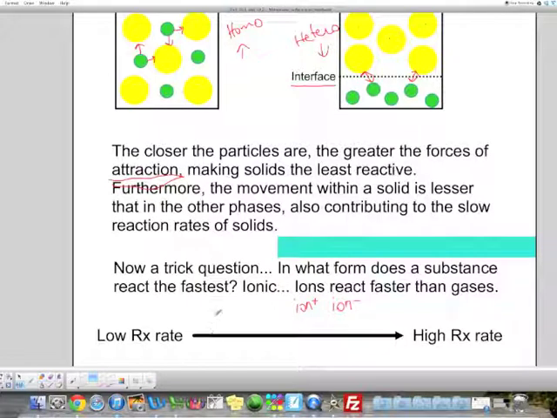So if I had to rank things from low to high rate, I'd have solids have a lower rate, liquids, then gas, then plasma or ions. Let's put ions in general, because that includes solutions, and ions would have the highest rate of reaction. If we talk about bonds, we'll have triple, we'll have double in the middle, and single bonds would have the highest rate of reaction because they're easier to break.